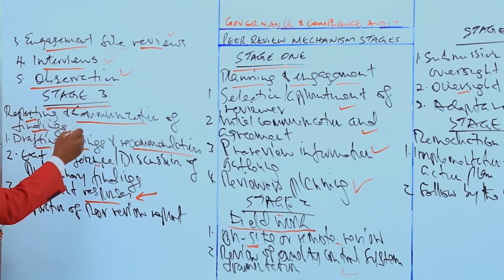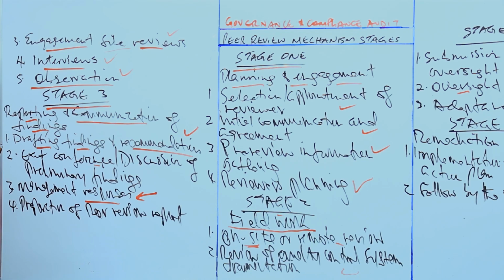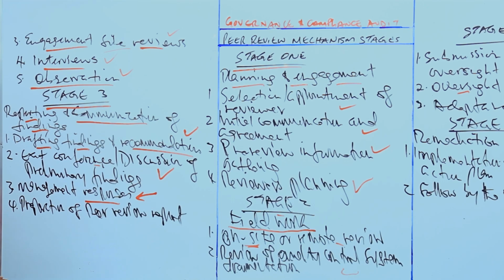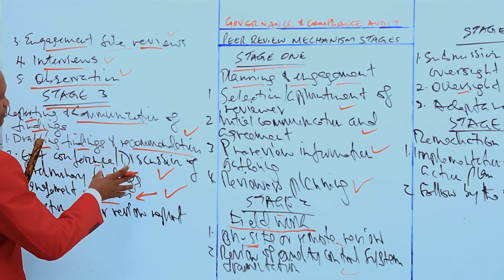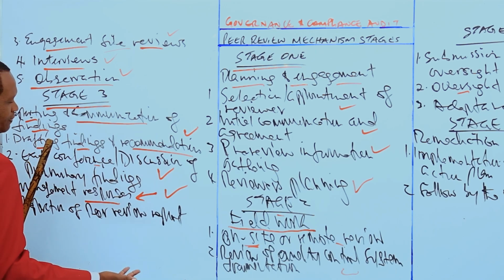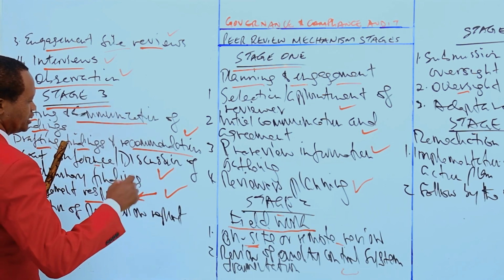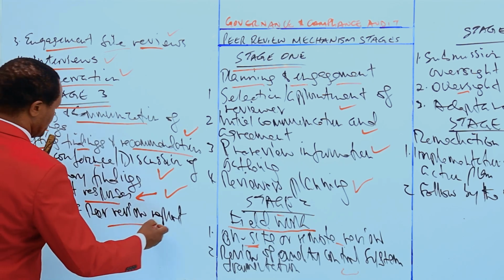Stage number 3 is reporting and communication, which involves drafting findings and recommendations. We have exit conference or discussions of preliminary findings. Then the management is required to make responses or to develop a corrective action plan, because the purpose of carrying out this review is to identify any deficiencies in the quality control system. If there are deficiencies that are identified, the management is called upon to develop a corrective action plan, which is part of the responses. Then, after which the peer review report is prepared.